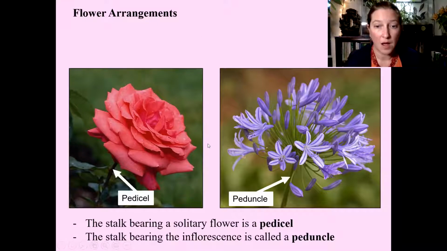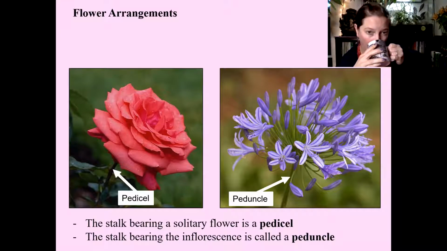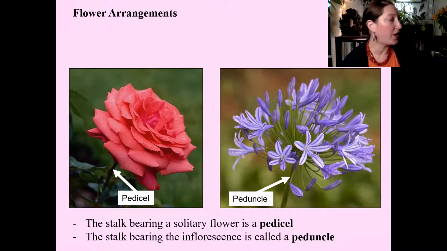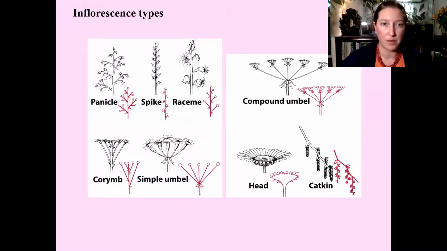Okay. If you are a solitary flower, your stalk is called a pedicel. If you're an inflorescence with many, many flowers, your stalk is called a peduncle. And we will come across the term peduncle again, I think, for this class, later on in another type of plants. So there's a lot of different types of inflorescences.